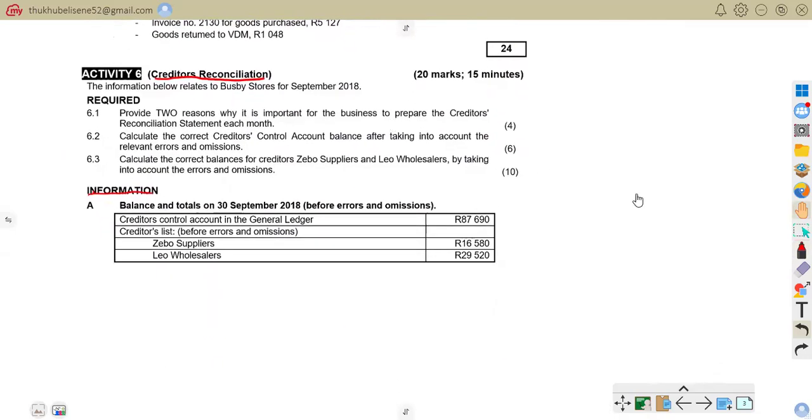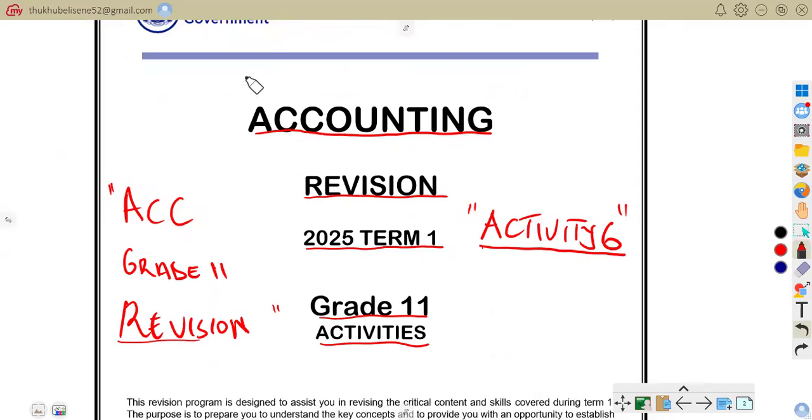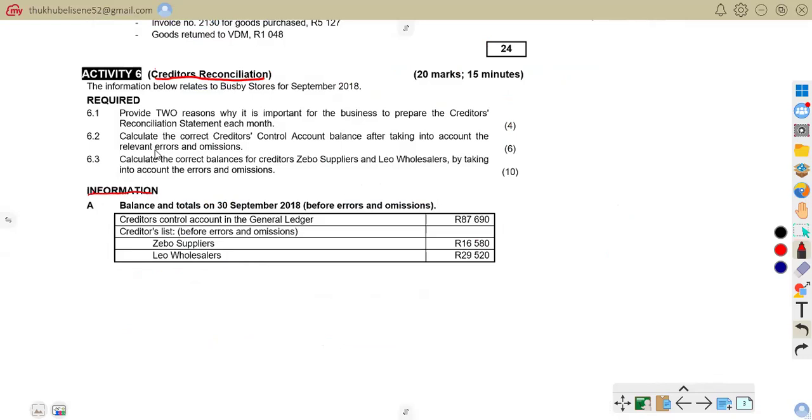Here is our activity 6, where we are going to do creditors reconciliation. This is what you are mainly going to look at. We are going to look at what? Creditors reconciliation. So this is what we are going to look at today, good people. Without wasting much time, let's attend to it.